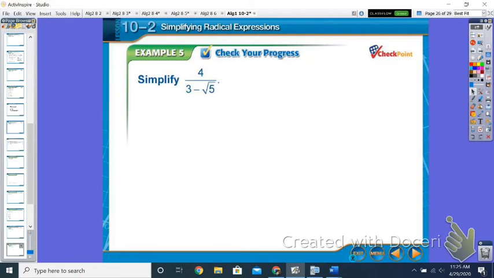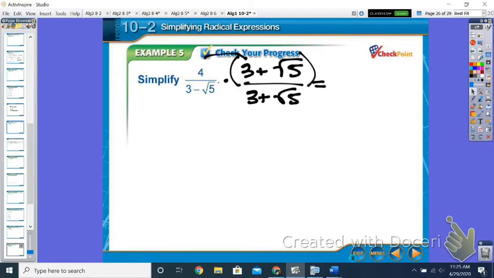All right, this one looks fairly similar. So again, our trick whenever we see this is we're going to multiply by the conjugate. 3 plus root 5 over 3 plus root 5. The top we're distributing. 4 times 3 is 12. 4 times root 5 is just going to be plus 4 root 5, because we got a plus there. And if it's 4 times root 5, we just got to keep it as 4 root 5.